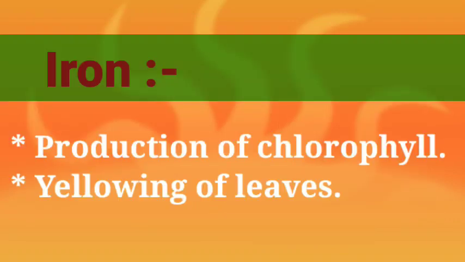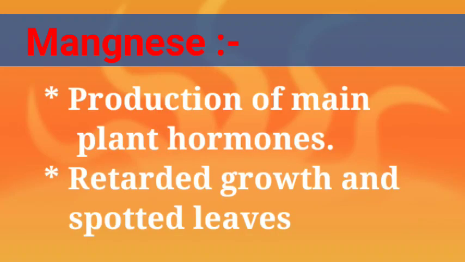Iron is also very important for the growth of plants. Iron is used in the production of chlorophyll by plants, and deficiency of iron can cause yellowing of leaves in plants. Next nutrient is manganese. Manganese is important in the production of main plant hormones. Deficiency of manganese can cause retarded growth and spotted leaves of plants.